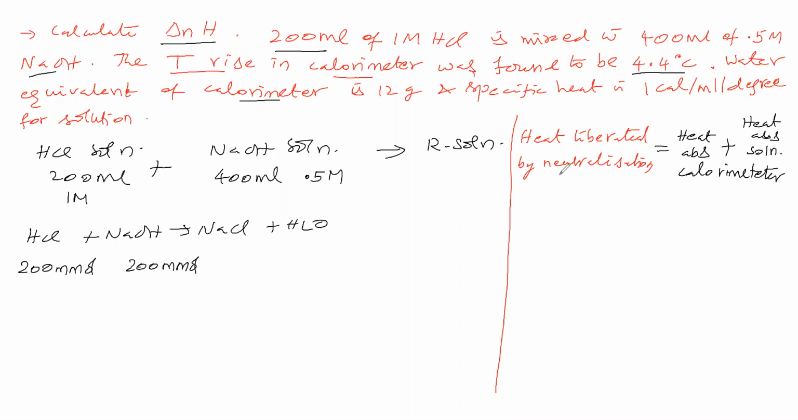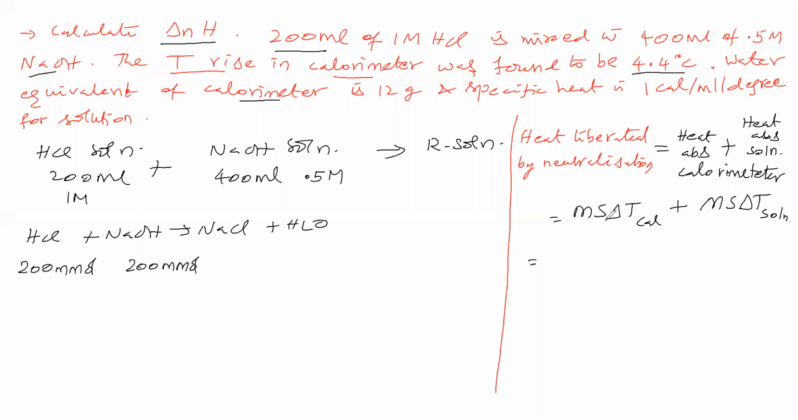So this neutralization reaction liberates heat, and that heat is absorbed by the calorimeter and solution. Calorimeter is absorbing how much? Calorimeter is absorbing ms delta t. The solution absorbing heat, how much? That is also ms delta t. Ms delta t for solution.